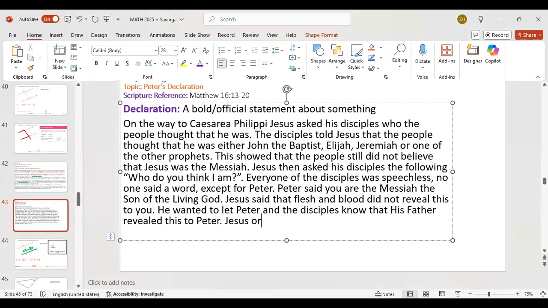What did Jesus tell the disciples to do? Jesus ordered his apostles, his disciples, to not reveal his true identity, but to keep this a what? A secret, right? Yes, sir.